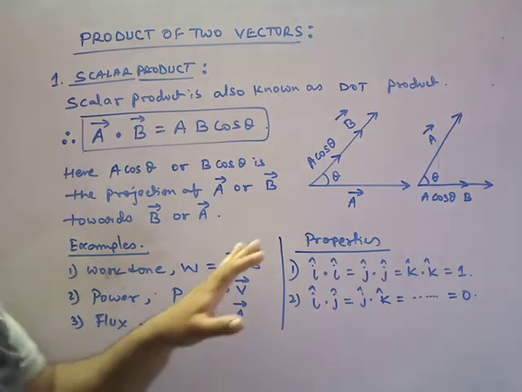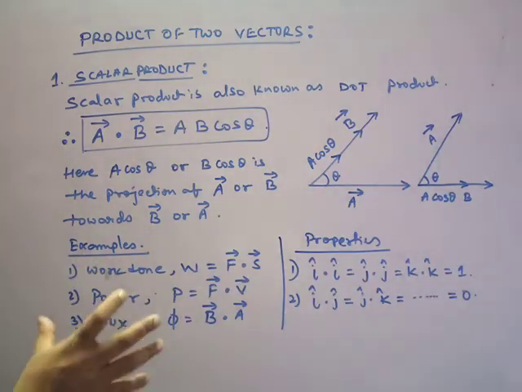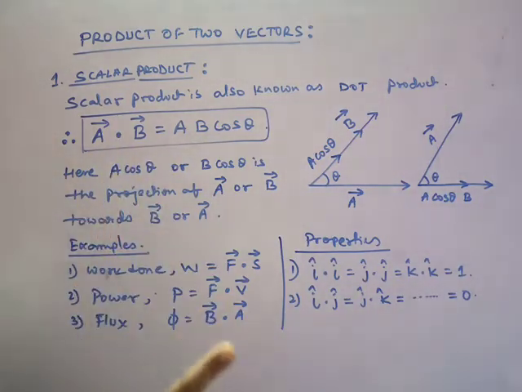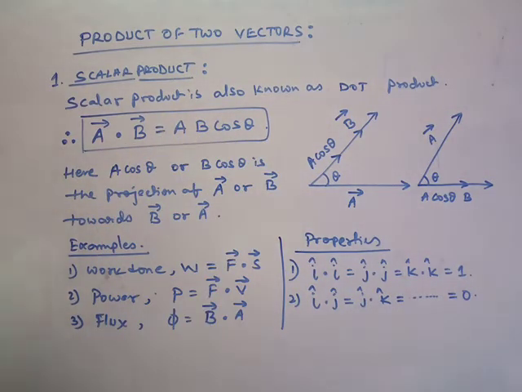So what is the scalar product? Scalar product is also known as the dot product, and when we multiply two vectors, the answer should be scalar. Here AB cos theta is the formula. You have to note this formula.